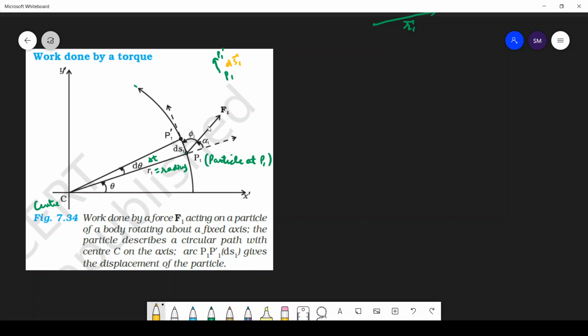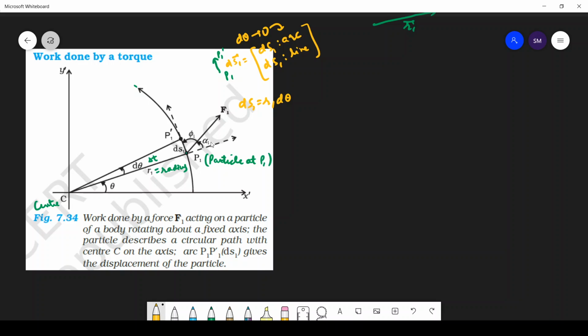And what is this ds1? See here, this d theta is so small that there's no difference between this arc and this straight line. This is another important assumption that we take in physics. If delta theta is tending to 0, then we take ds1 as arc, and we take ds1 as line also. So they are the same if delta theta is very, very small. We know that arc is equal to radius into angle. So I can write ds1 as r1 d theta, isn't it? Arc is equal to radius into theta.